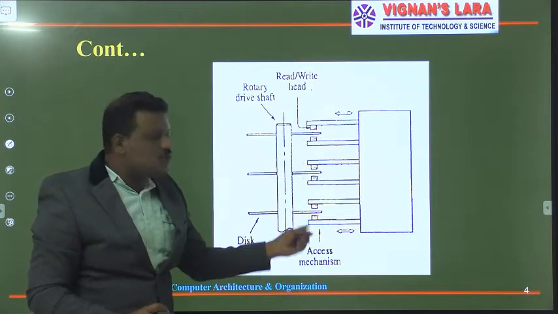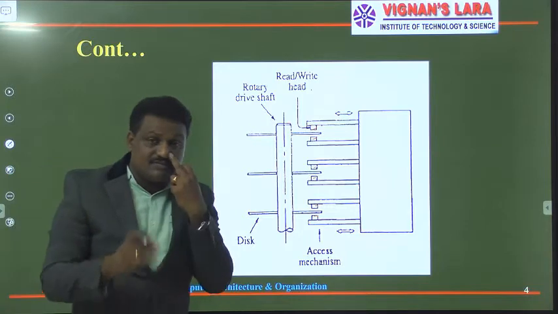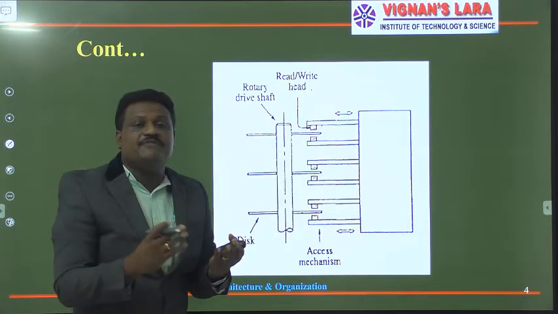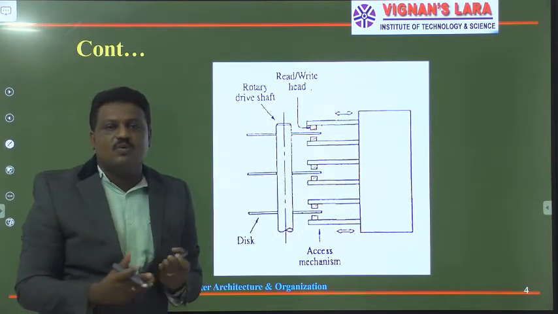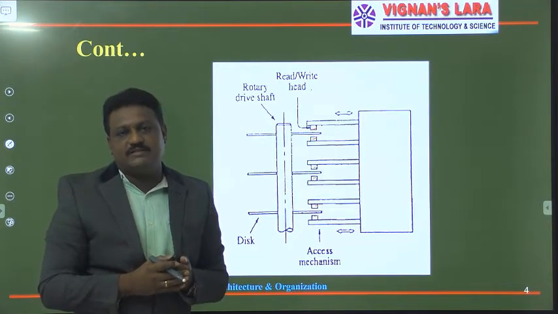So here there are 2 varieties of disk systems we are using. In those disk systems we have to use 2 different types of head mechanisms. One is a fixed head mechanism and the second one is a mobile head mechanism. Right.